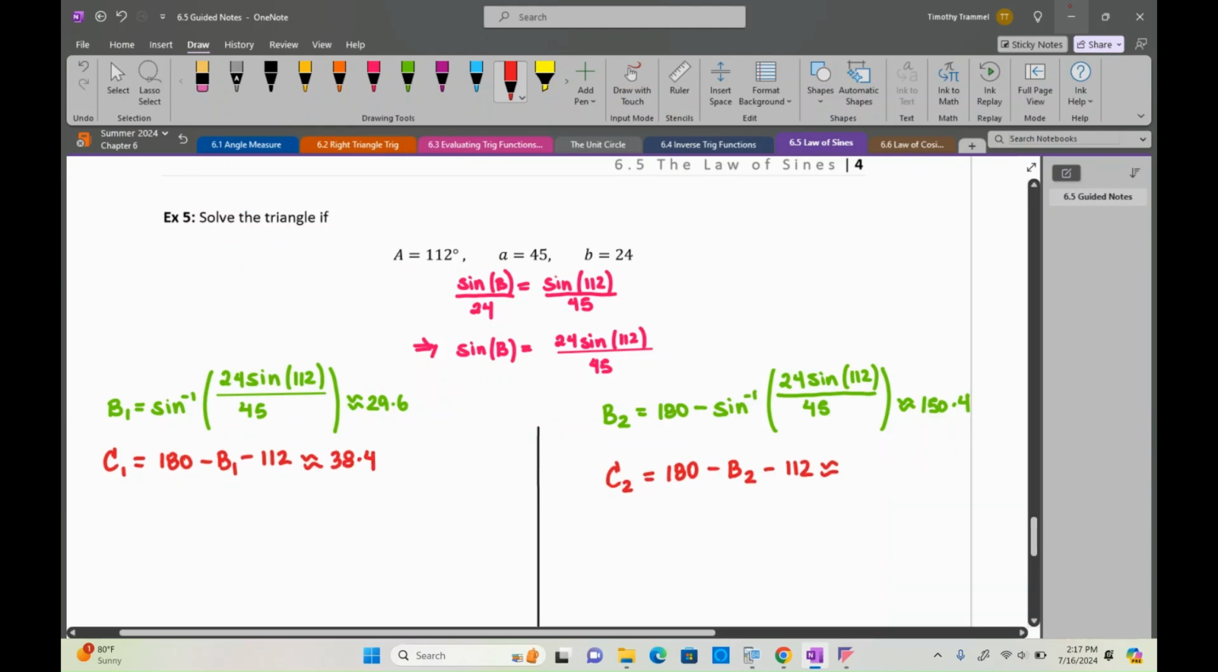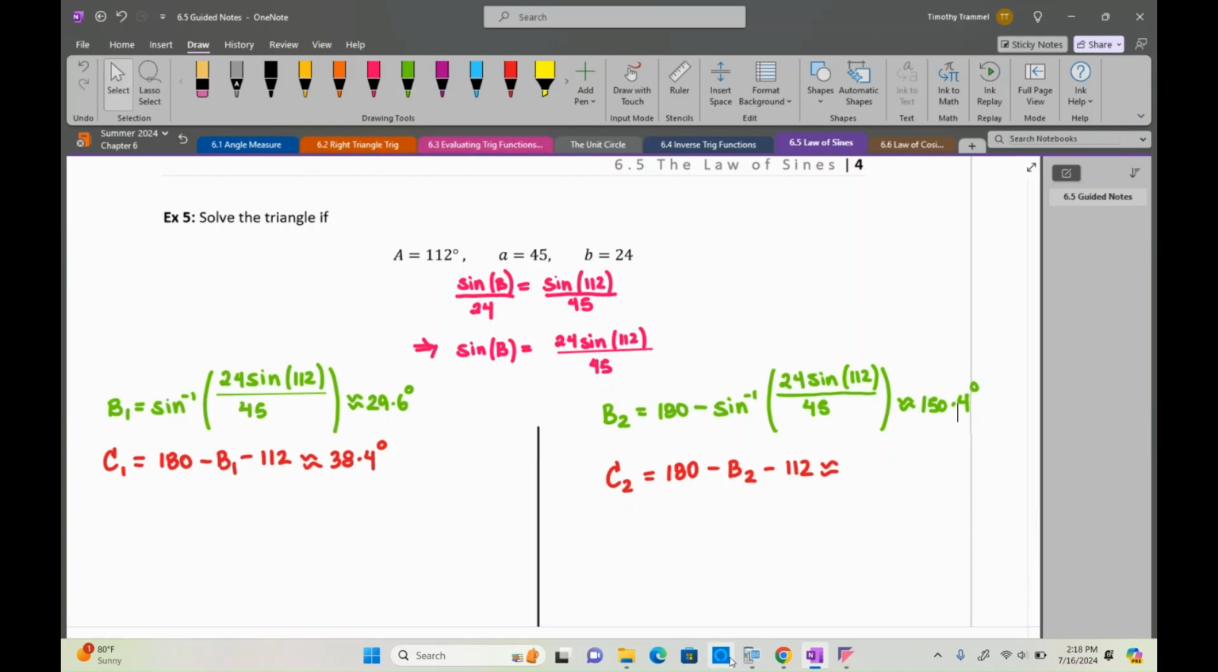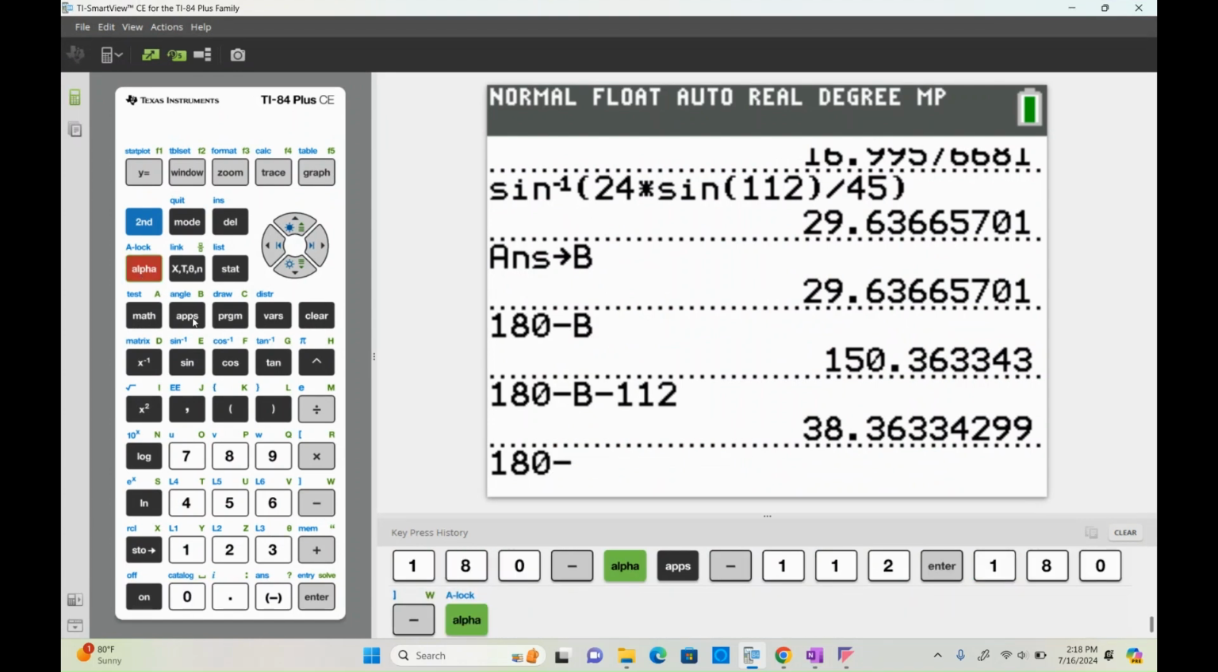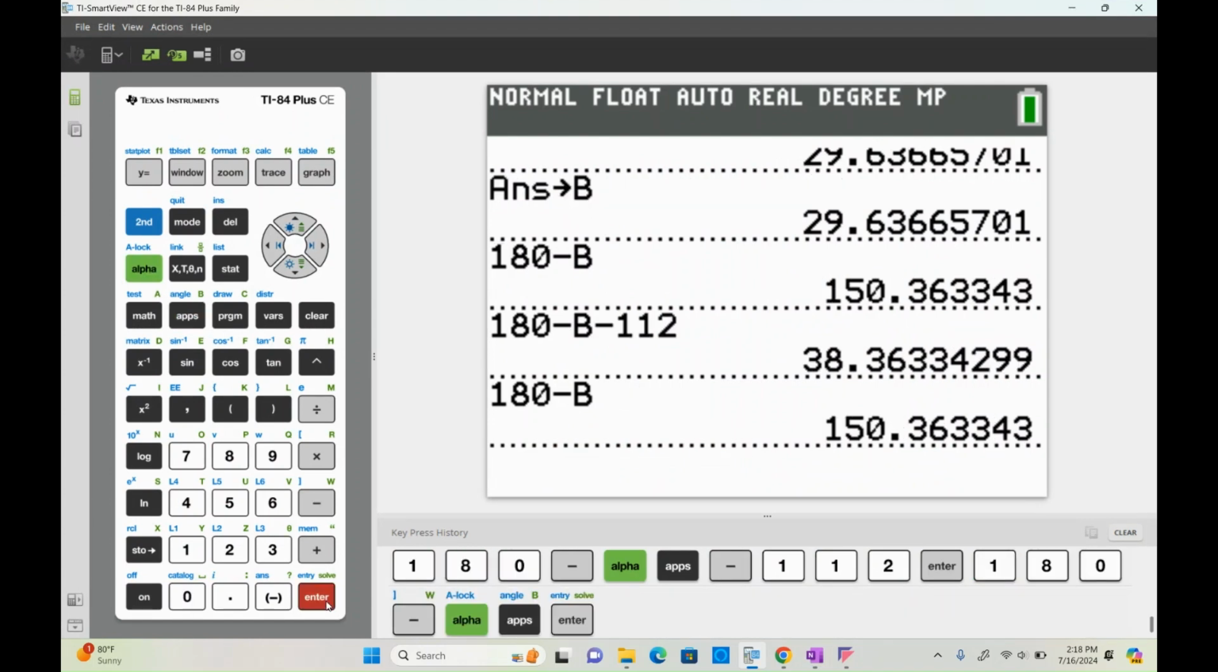38.4. There we go. And remember, these are both angles here, and B2 as well. So let's come back over here and remember, I need to recalculate B2. Remember, B2 is 180 minus really what B1 is. So I'm going to say 180 minus B. Okay. So this is what we were calling B2 here.